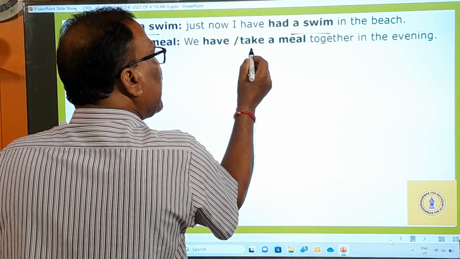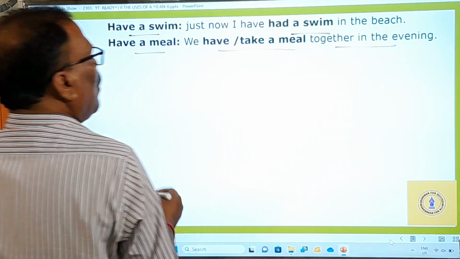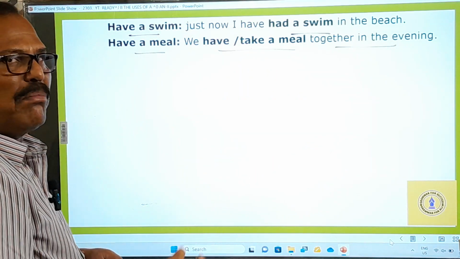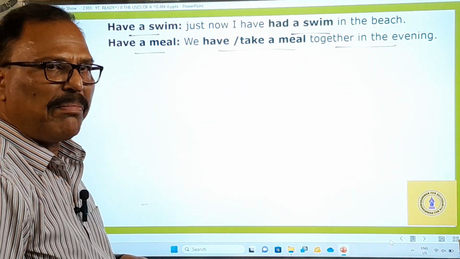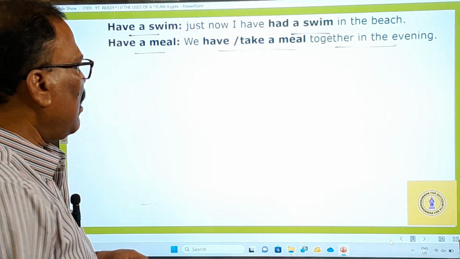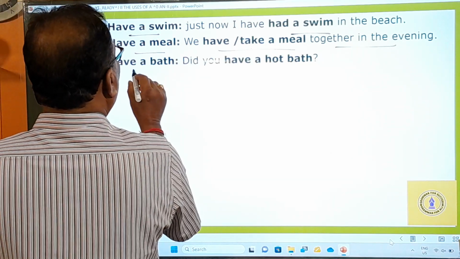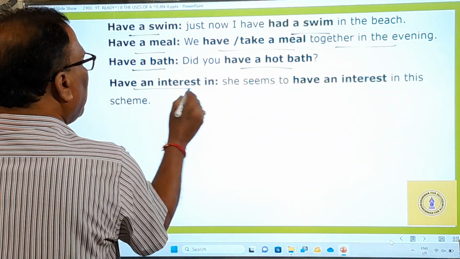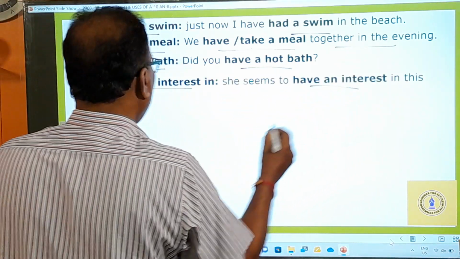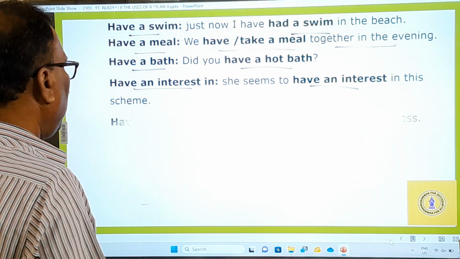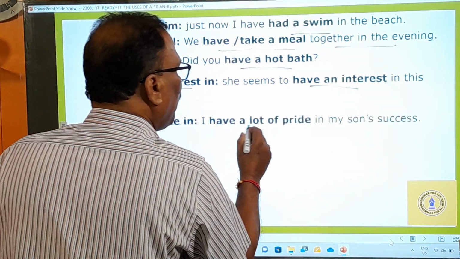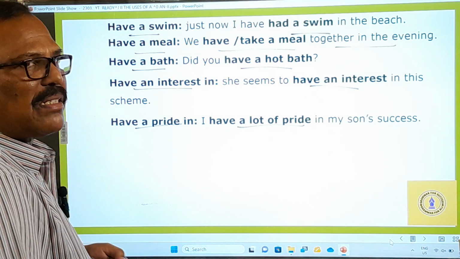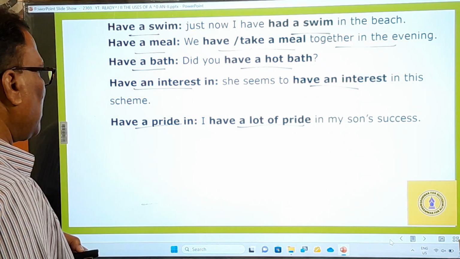We have or we take a meal together in the evening. We have a meal, we take a meal. Both are correct. Where did you have your meal? Where did you take your meal? Both are correct. Have a bath. Did you have a hot bath? And then have an interest in. She seems to have an interest in this scheme. And then have a pride in. I have a lot of pride in my son's success.